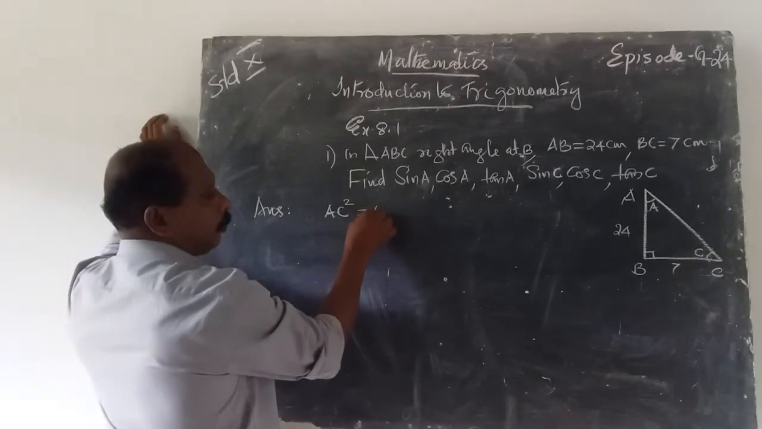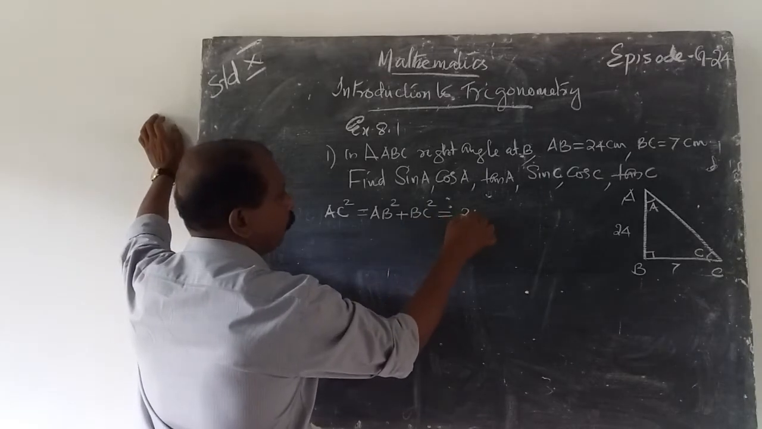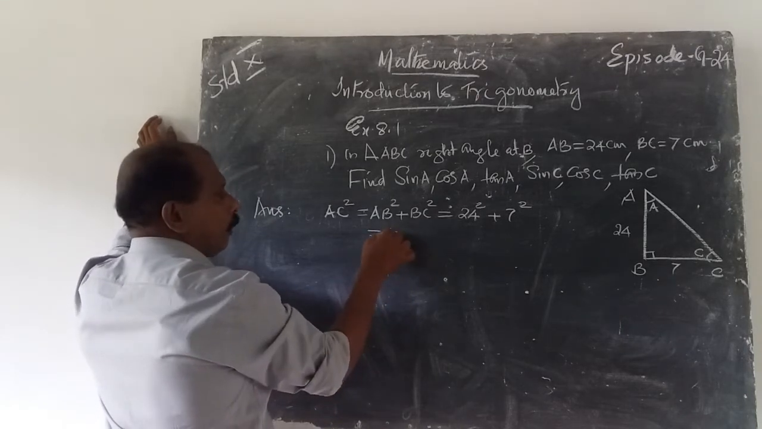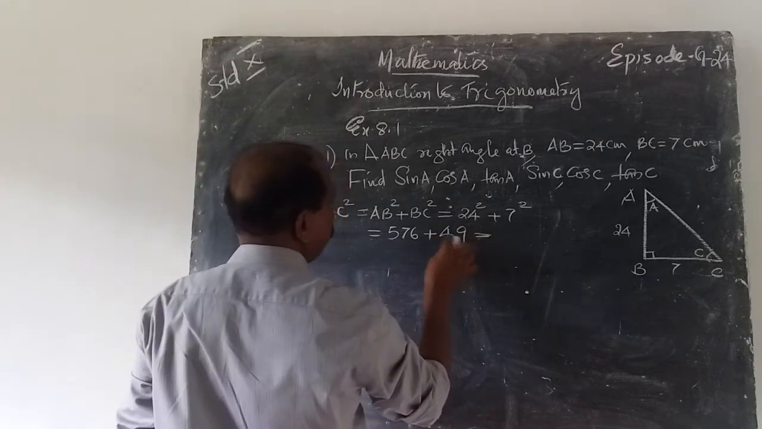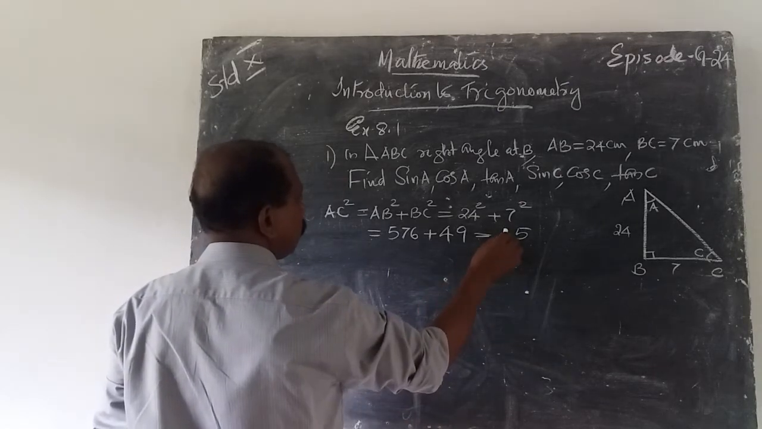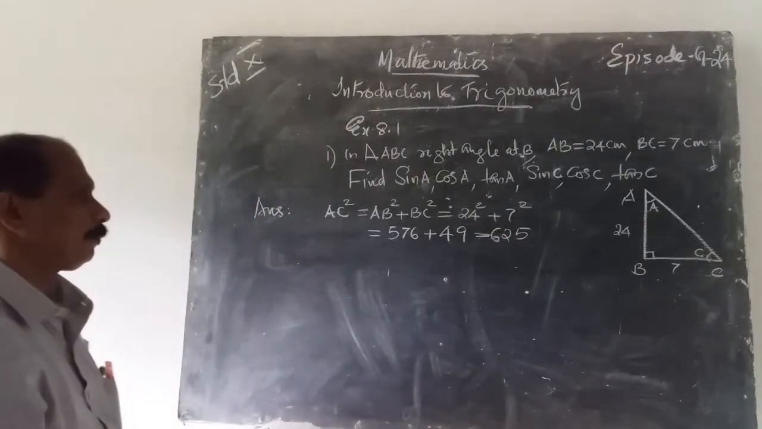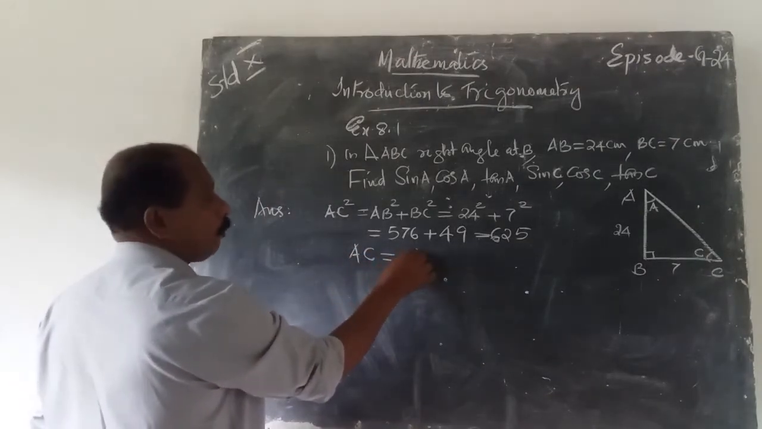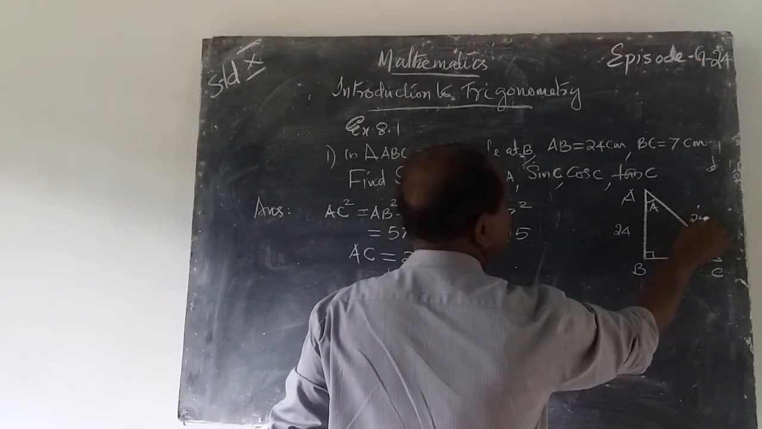AC square is equal to AB square plus BC square. So that is 24 square plus 7 square. There 24 square is 576 plus 7 square is 49. That is 625. Therefore, AC is equal to root of 625, that is 25. Therefore, we write it as 25.